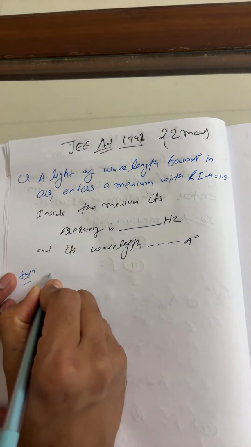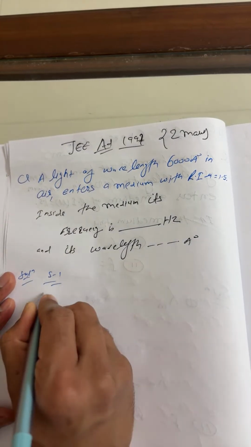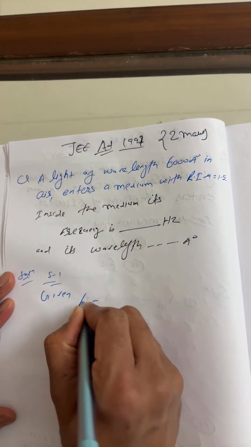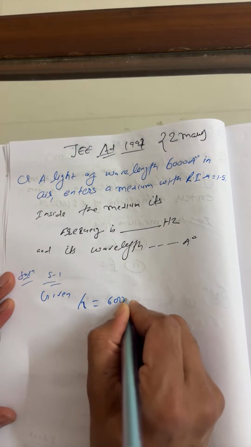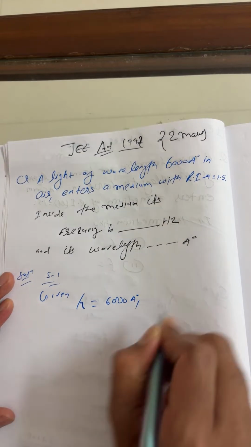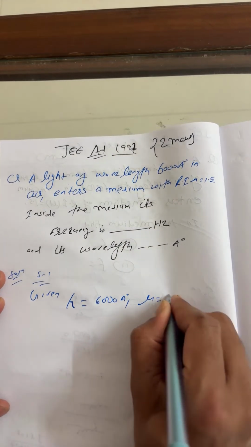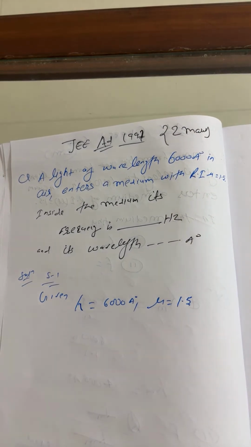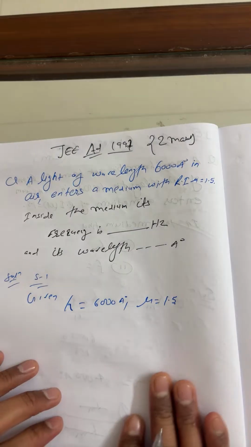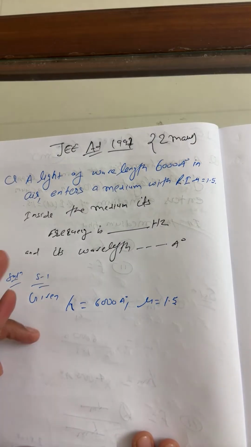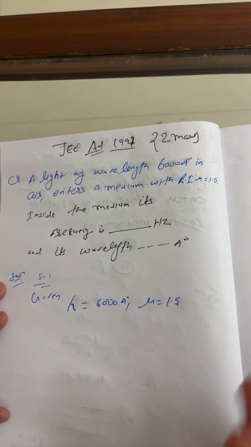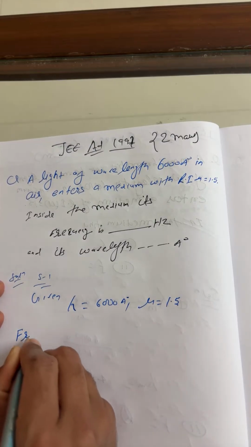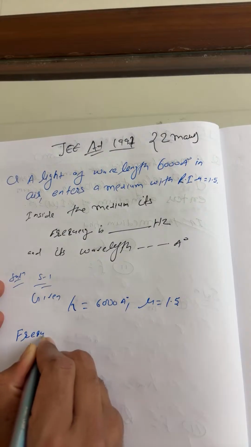Given data: wavelength is 6,000 angstrom, mu is 1.5. You have to find the frequency inside. Frequency is no need to worry here, it is independent of the medium.